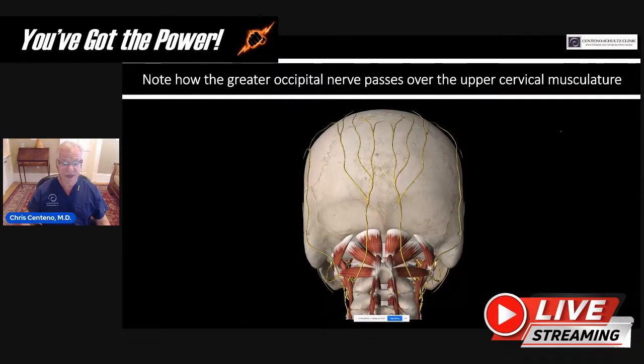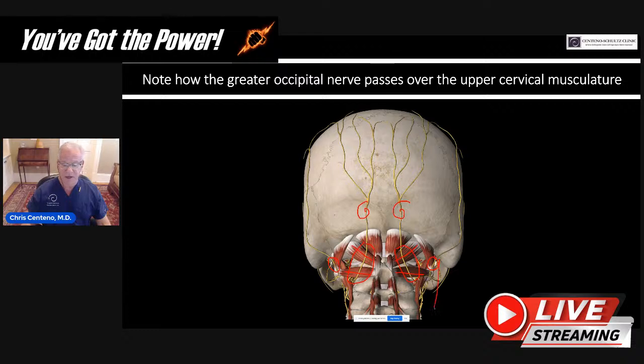What's really interesting is that if we look at the greater occipital nerve, this is the greater in the midline here, you can see that it goes right past these muscles. In fact, it's laying on top of those muscles. So if these muscles are in spasm and overdrive, what's going to get irritated? It's that greater occipital nerve. Again, the lesser occipital nerve goes right past these oblique muscles here, the superior obliques, and in the same way, it can be irritated.